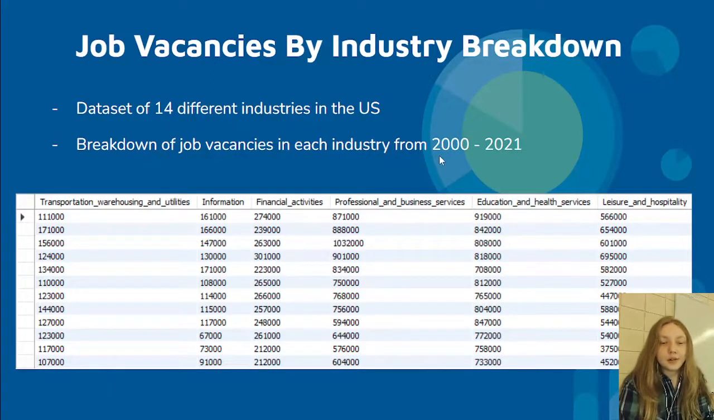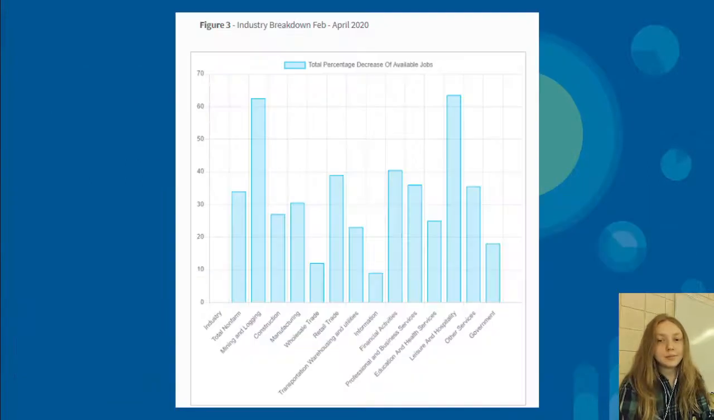Here is another screenshot from MySQL Workbench, and we can see different industries across the US. So this database that I'm using has 14 different industries, and it breaks down the job vacancies in each industry from 2000 up until 2021.